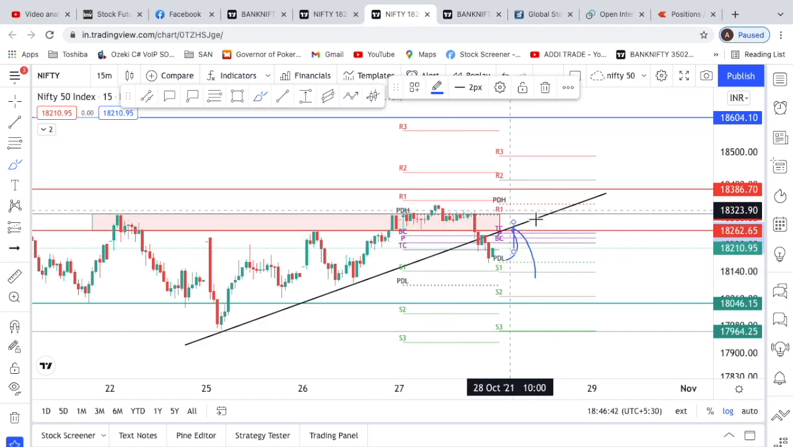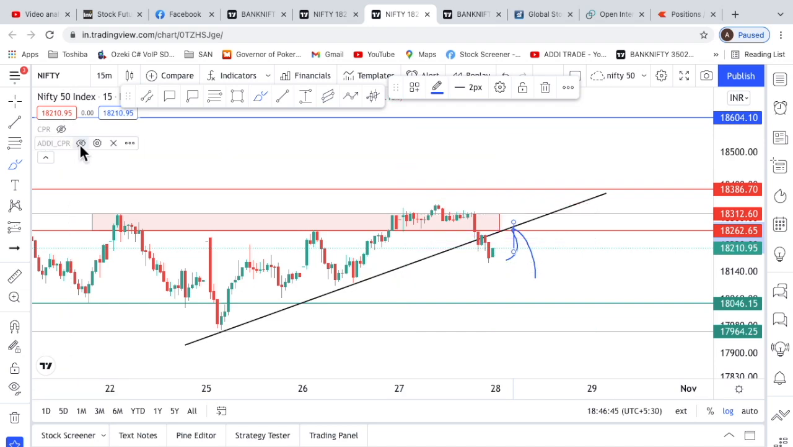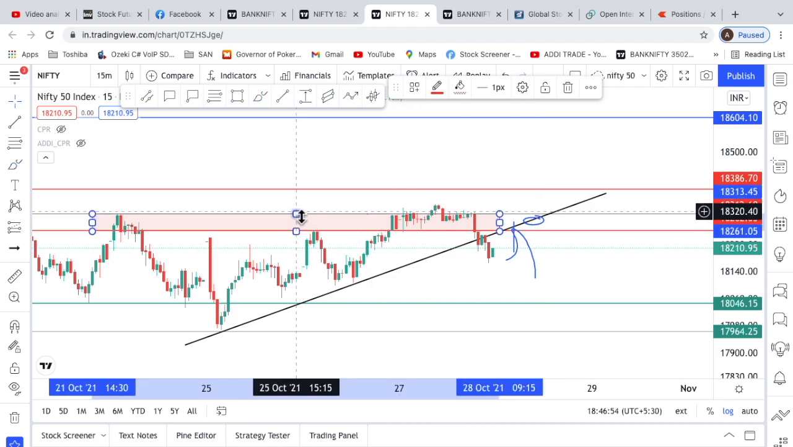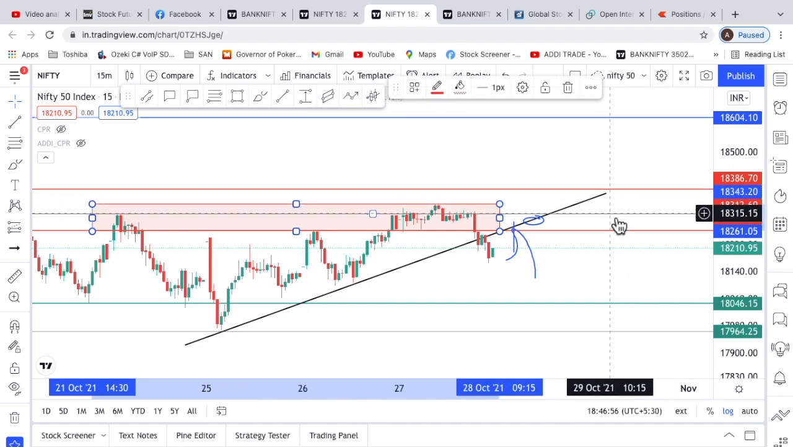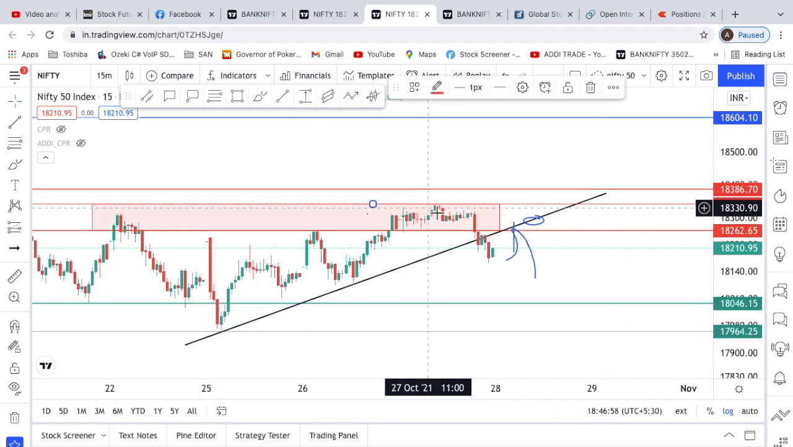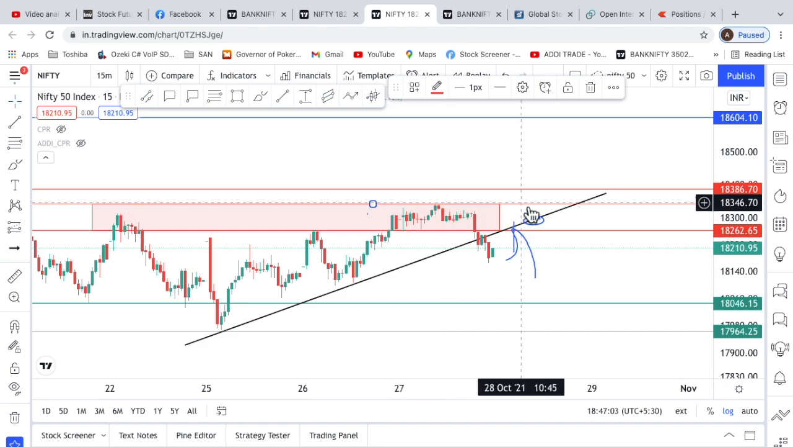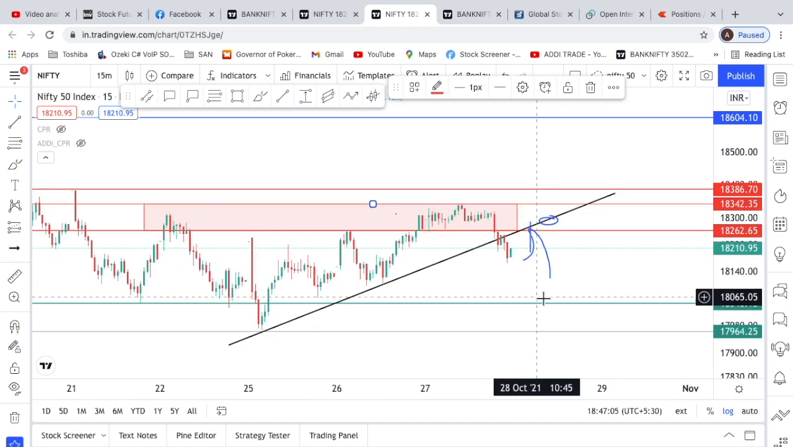Let me just turn off the CPR. We could see again good resistance at this level, somewhere around 18,300. And I'm going to just extend this box a little bit, this zone, because we have another resistance here which happened today at 18,340. So we could face resistance here, and anything on the downside, the first support is at 18,100, and then we have a good support at 18,040, and obviously this is a very good support, 17,960.